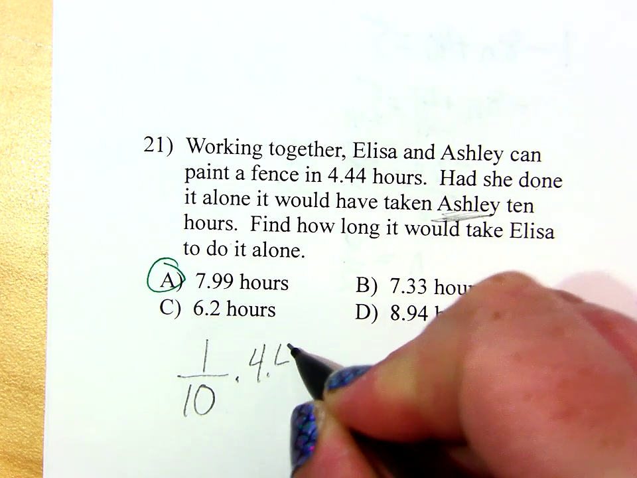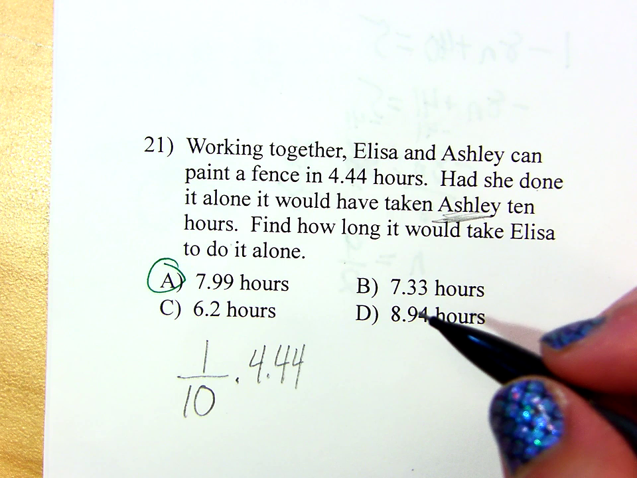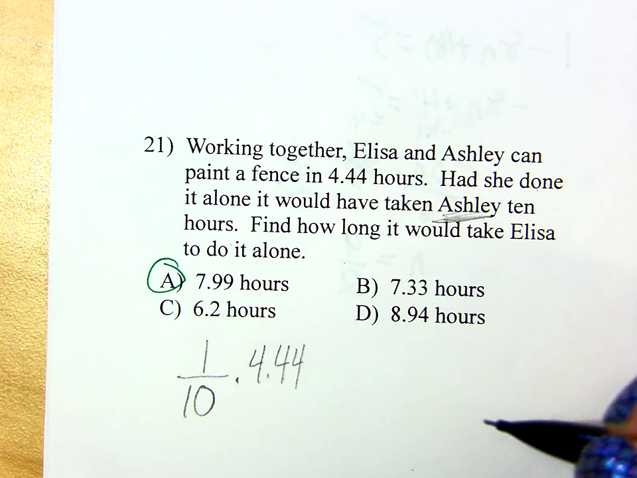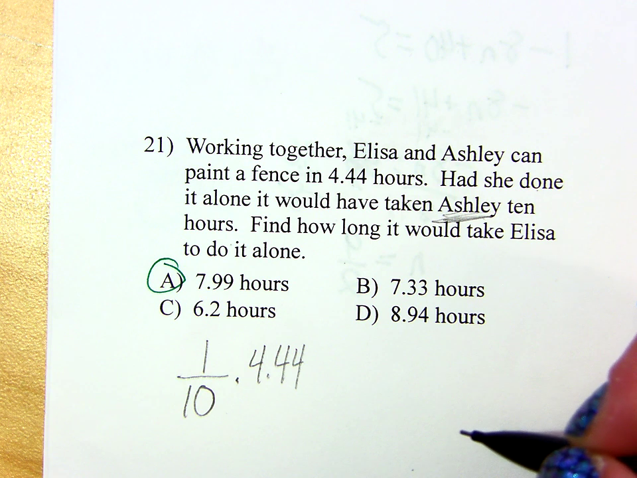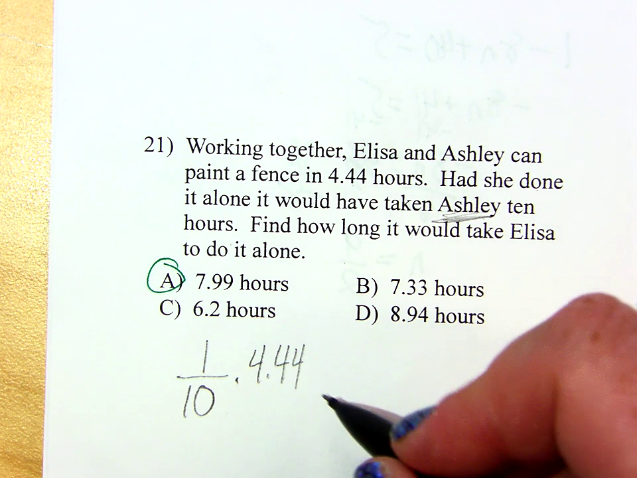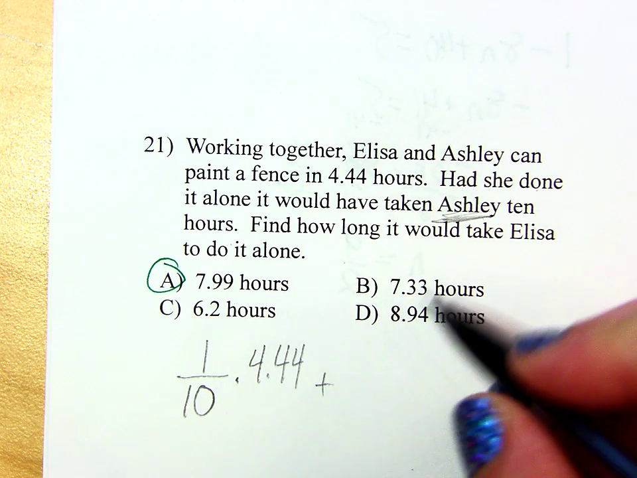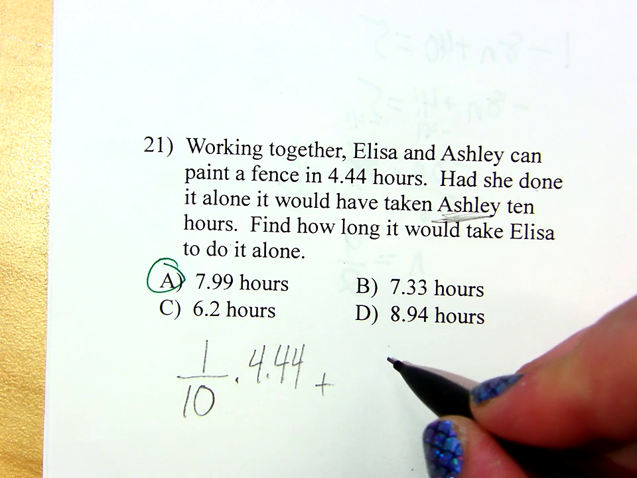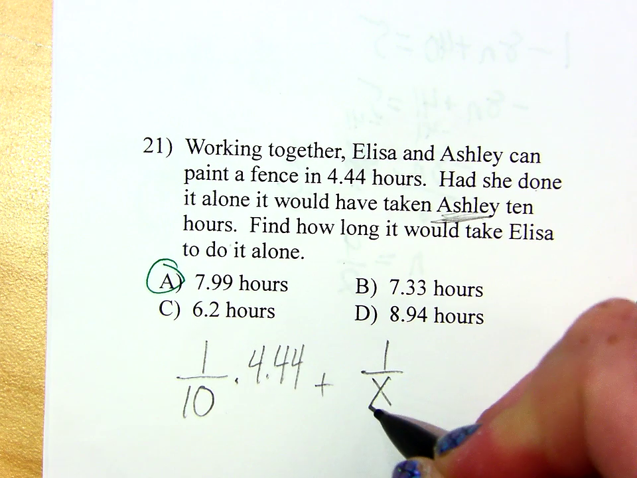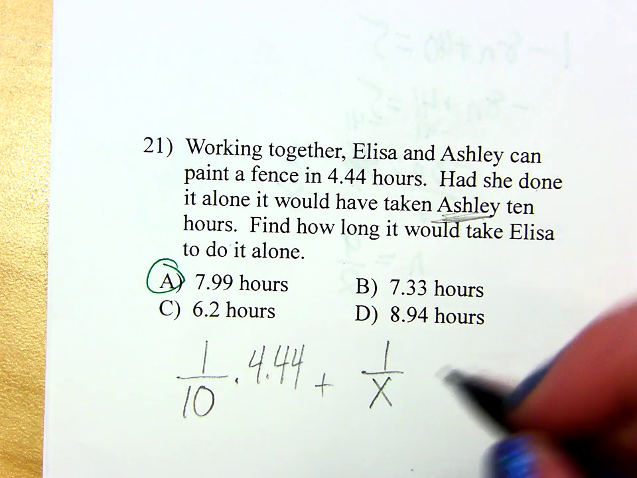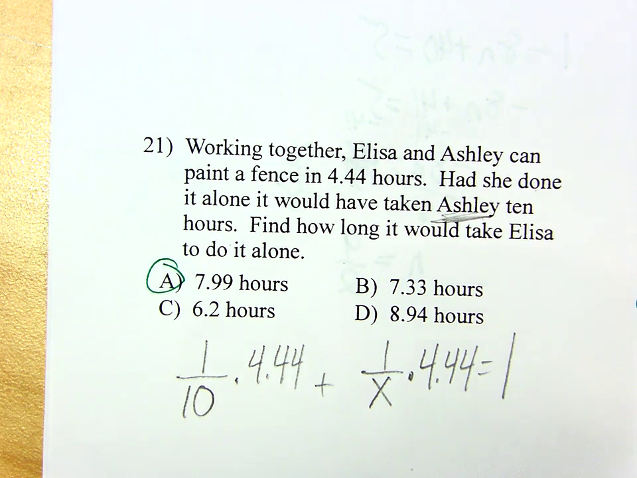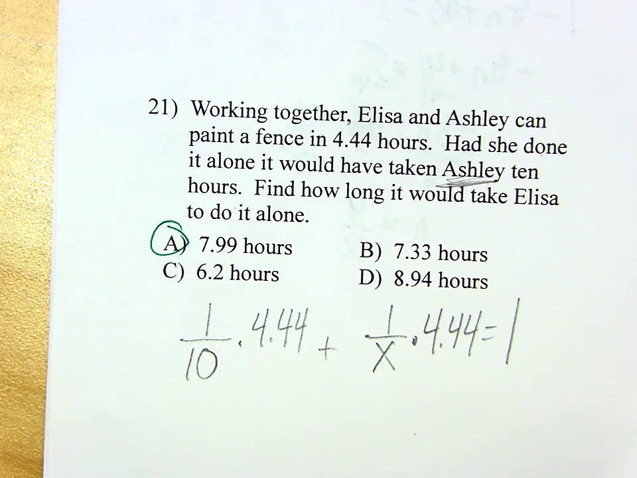That's what I did wrong. I didn't multiply it. I just set it up and then it got confusing. Yeah. So I'll just finish this problem real quick or get as far as I can. I don't know how long it would take Elisa to do the whole job by herself, so I don't know how much she does per hour, but she also works for the 4.44 hours, and together they do one job. That's my equation. All I gotta do is solve it.